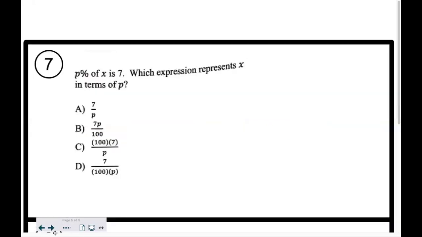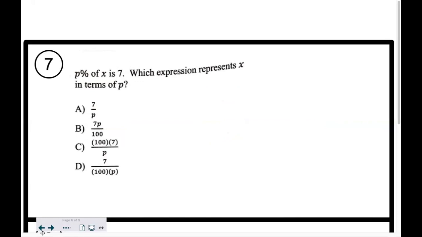Okay. Moving on to number seven. So P% of X is 7. Which expression represents X in terms of P? This is one where, if you wanted to choose your own values, you could do that, but I'm going to show you the more, I guess, mathematical way to do it.